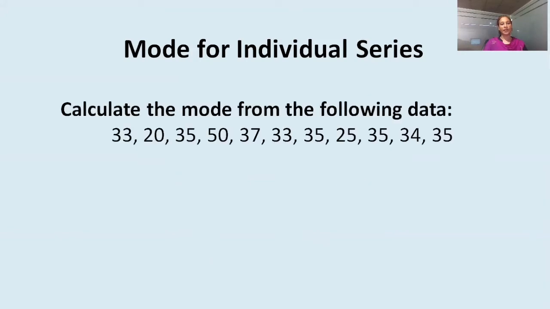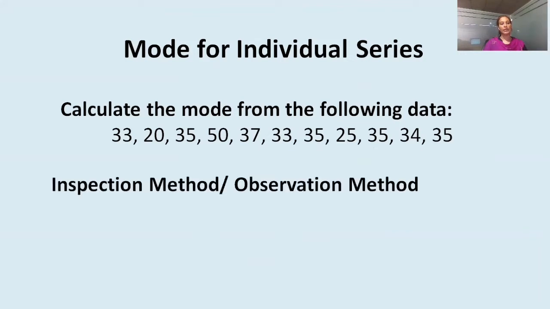So here I am taking one example. In that we are given an individual series. An individual series is a series in which we are given only the observations. So here we can see we are only given the observations. Now to get the mode value of an individual series, what we need to do? We need to adopt the inspection method or observation method.